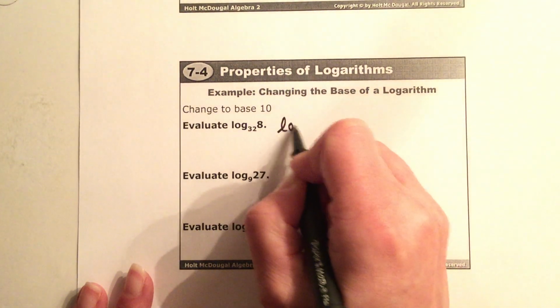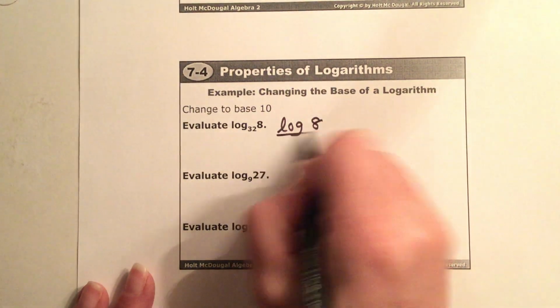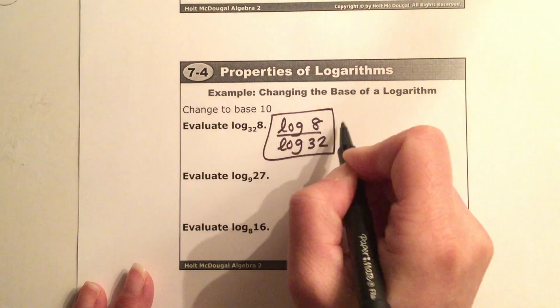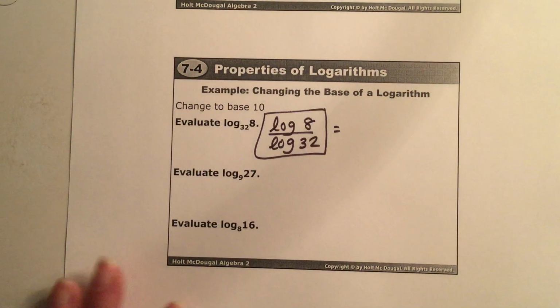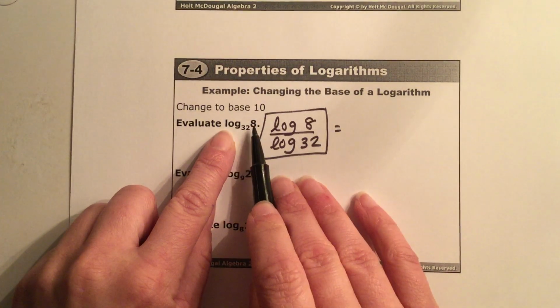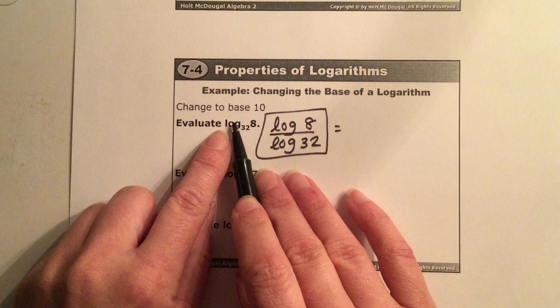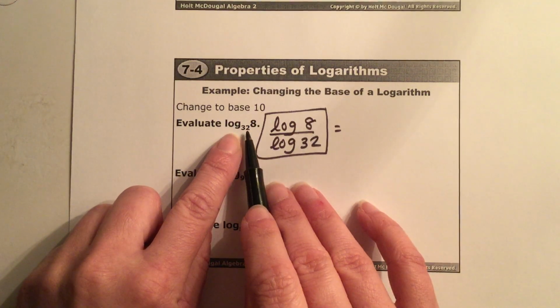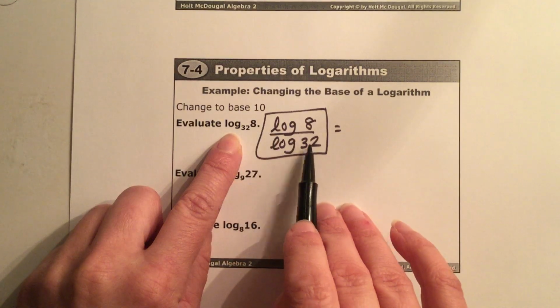So I have a log of 8 over a log of the base, which is 32. This is what the change of base formula is. It's the log of the larger written number. It doesn't always have the largest value. It's the largest written number. So the log of 8 goes on the top. The log of the base goes on the bottom.